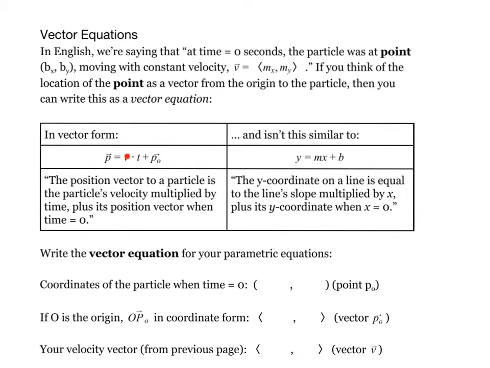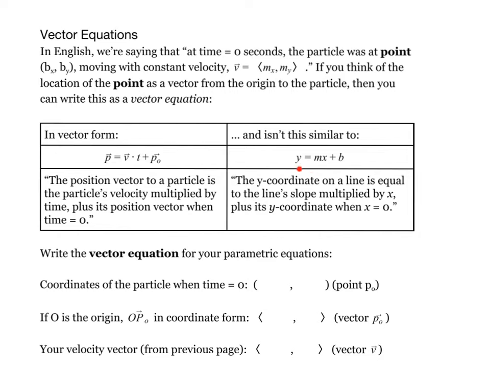So when time is equal to 0, this part of the equation goes away, and the position is just equal to the initial position. So this is exactly analogous to a y equals mx plus b equation for graphing a line. It's the position equals the rate of motion times the time plus an initial position. Just like for y equals mx plus b, the vertical position on the graph equals the rate of vertical with respect to horizontal times the horizontal position plus that initial vertical position when the x is equal to 0.